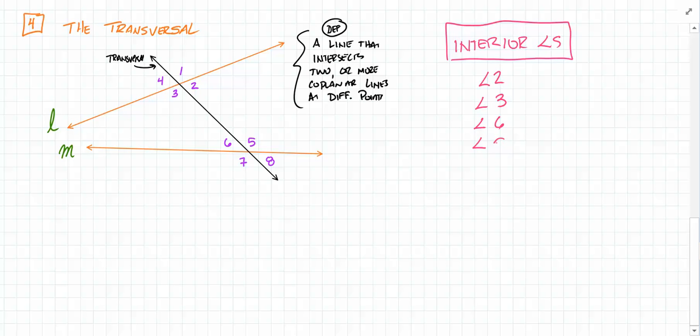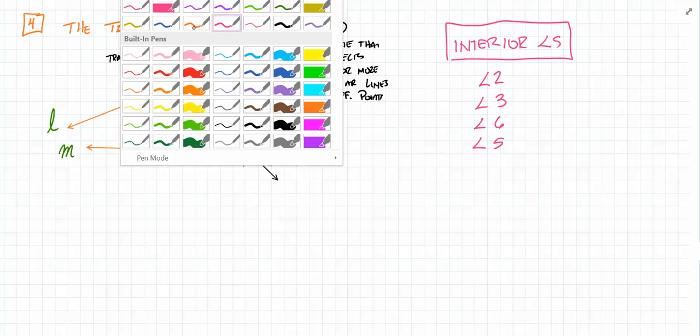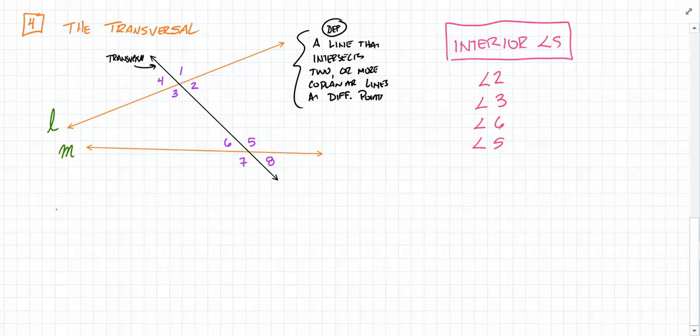Okay. Those are the interior angles: 2, 3, 6, 5. Okay, good. So if we have interior angles, ladies and gentlemen, we most likely will have what? We will most likely have exterior angles.